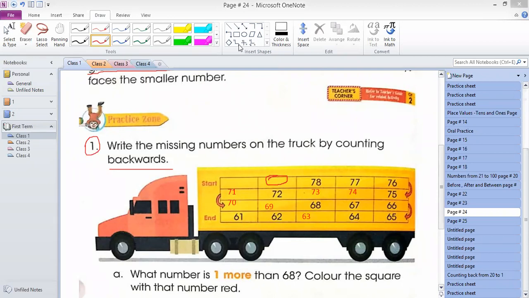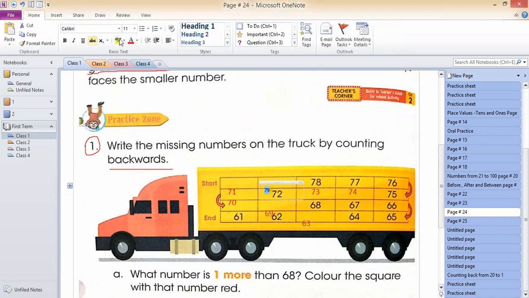Hamza Muhammad. Yes, sir. Yes, Hamza Muhammad. What should we write here? 79. That's very good. Thank you. Yes, guys, 79 is the correct answer. Exactly, 79 is correct answer. So we will write here 79. So write 79 here, guys.